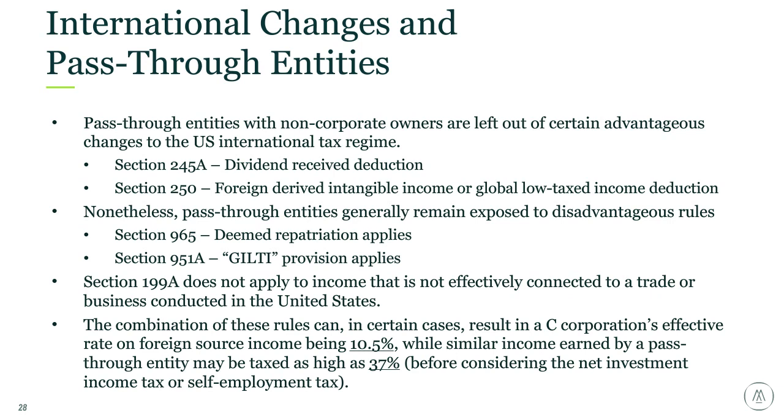In certain cases, as I mentioned at the bottom, there are a number of these situations that can arise, and this is just one of them. You can see that the rate differential can get quite large because of the benefits that are bestowed upon C corporations that are not given to pass-through entities, and in combination with the lack of the Section 199A benefit in the international context for pass-through entities. So it's something to keep your eye on if you do have international operations and you're in a pass-through structure. You might want to give some consideration to how you might restructure your activities to take advantage of some of these rules.